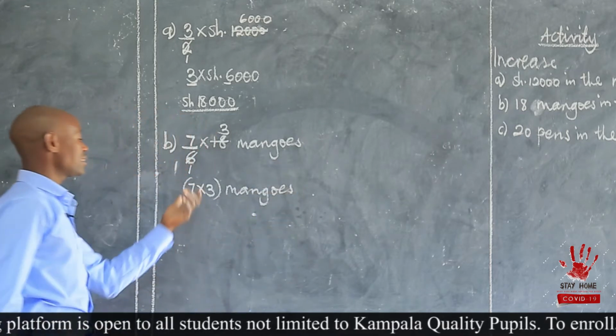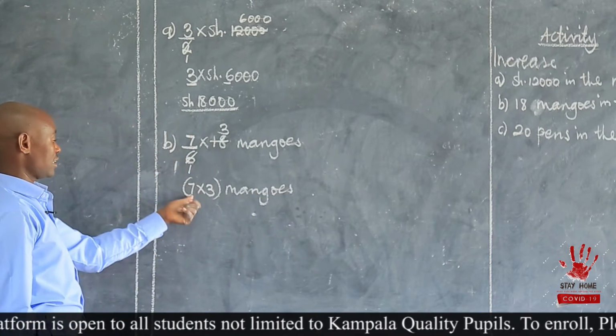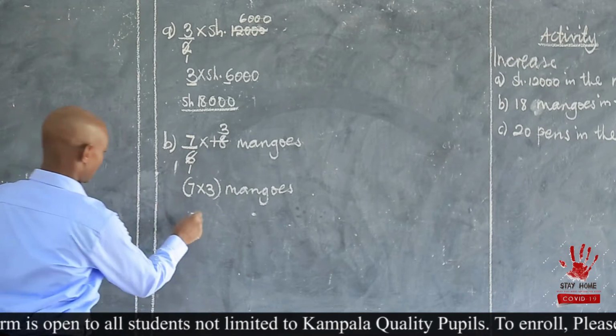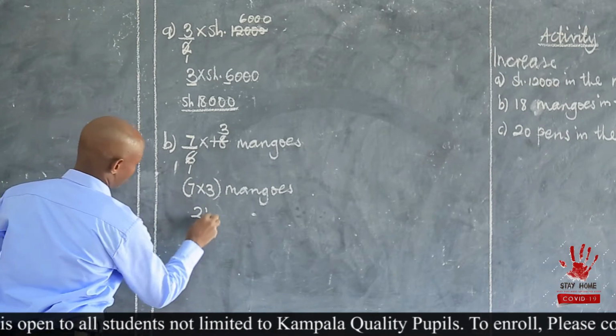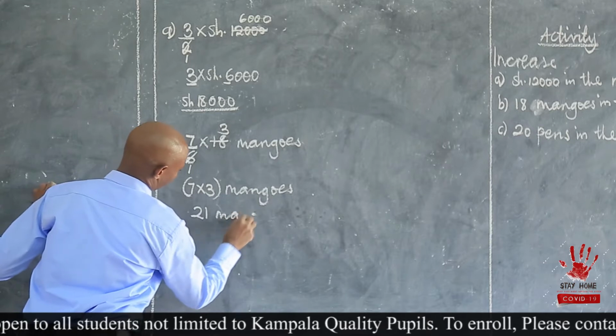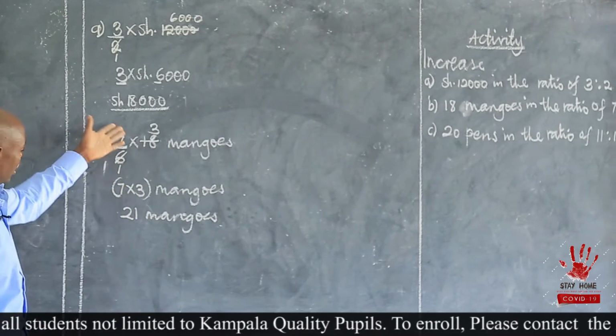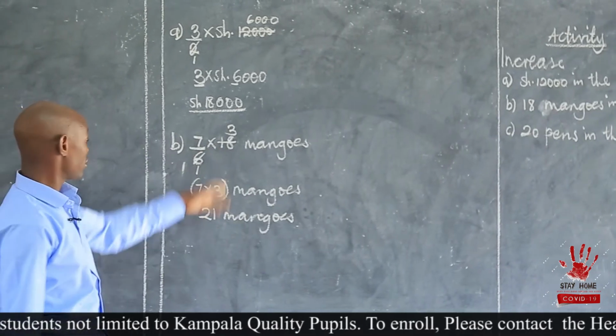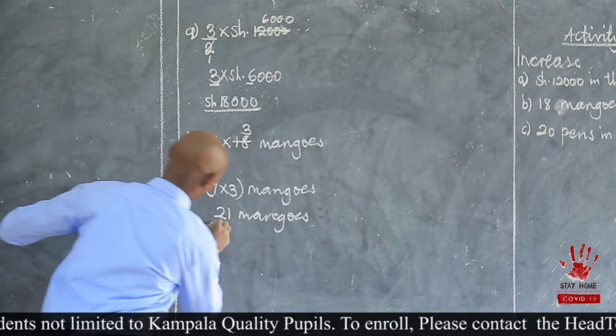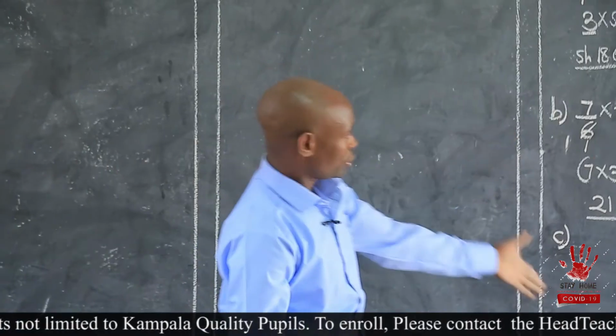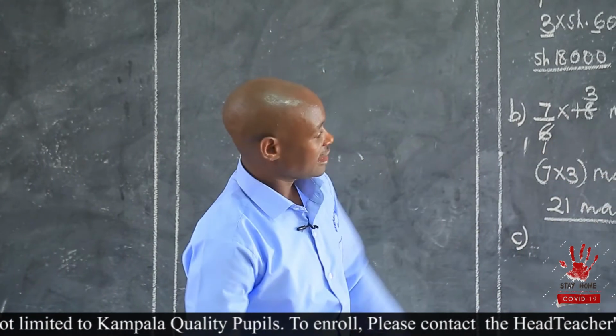And what do we get? Table 7. 7 times 3, what do we get? Somebody is telling me 21, which is correct. So we get 21 mangoes. Check. Has your number increased? Yes, from 18 to 21. There we have increased. And lastly, so we are going to our next number.